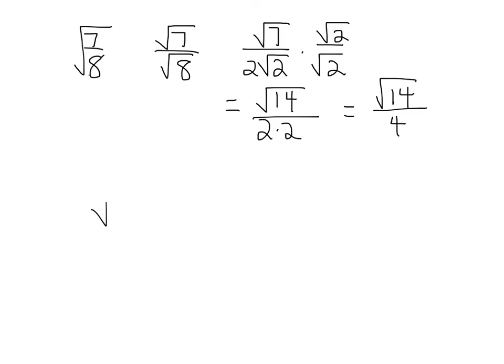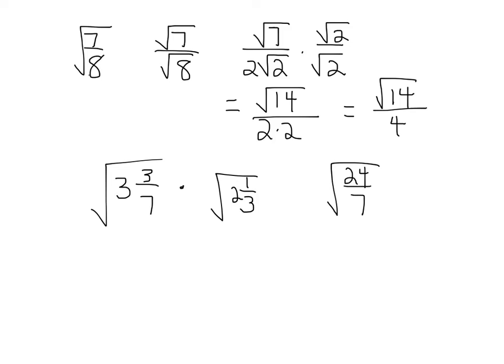And finally, one that looks like this. This is a little different. 3 and root 3 over 7, times root 2 and 1/3. Well, whenever we're working with fractions, we have to first turn them into improper. So this gives me root 24 over 7. And I'm going to multiply it under one big radical with this one, which is 7 over 3.